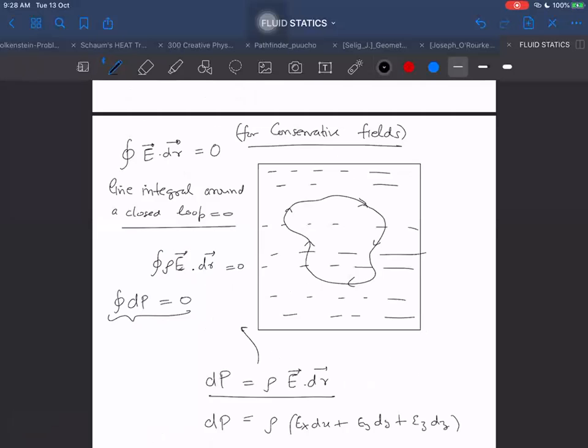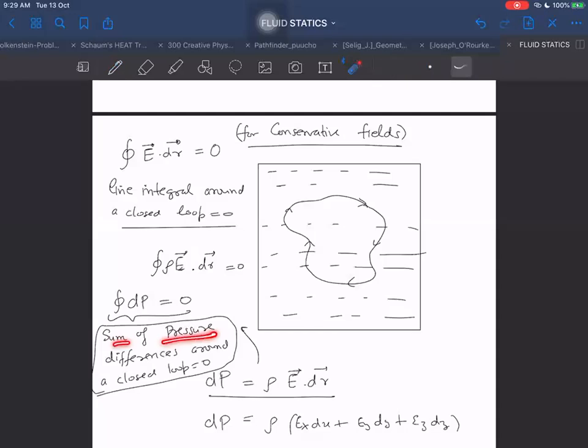Means the sum of pressure differences around a closed loop is equal to 0. Sum of pressure differences around a closed loop will be always 0. It is like KVL. Some of you may know Kirchhoff's voltage law. If you don't know, then no need to worry. We will study about it in 12th class. But if you have studied a little bit, then you may remember somewhat that the sum of potential differences around a closed loop is 0 in a circuit.